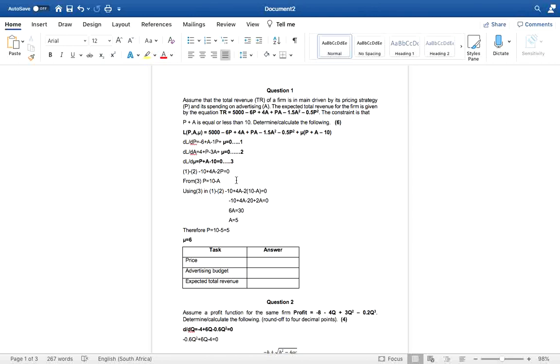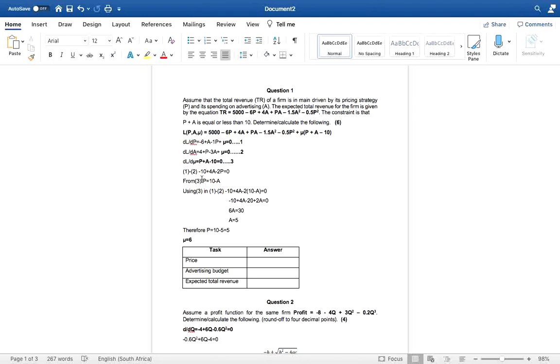So now I make use of elimination too. We have three unknowns and we have three equations, so we can solve for the three unknowns with these three equations. I made use of elimination, so it's going to be equation 1 minus equation 2, which will give you minus 10 plus 4a minus 2p is equal to 0.